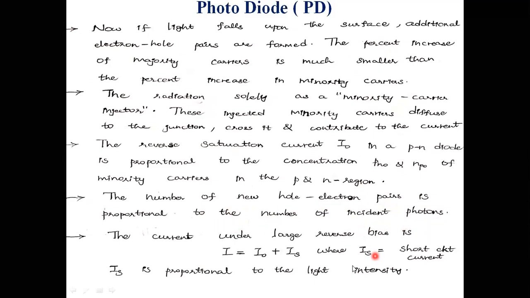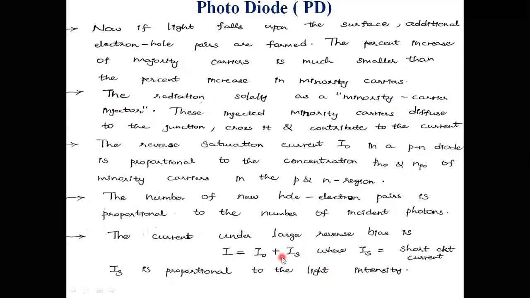The current under large reverse bias is given by I is equal to I naught, the reverse saturation current, plus IS, the short circuit current. IS is proportional to the light intensity. That is the saturation current here.